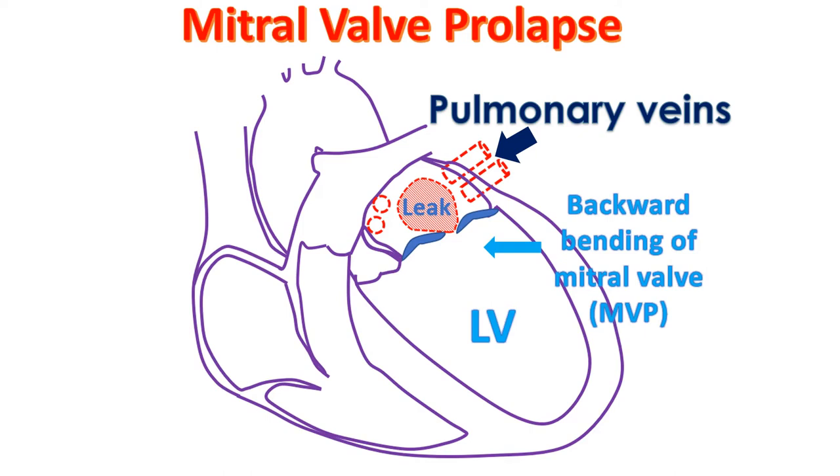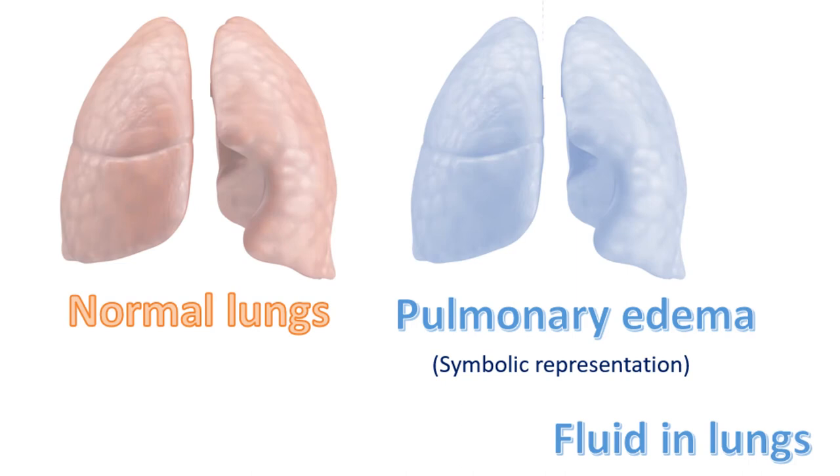Left ventricle enlarges to take care of the extra workload as the leaking blood returns back to the left ventricle when it relaxes after the contraction. Increase in pressure in the left atrium is transmitted back to the pulmonary veins and hence to the lungs. Increase in pressure in the pulmonary veins leads to collection of fluid in the tiny air spaces of the lungs known as alveoli. This is known as pulmonary edema.